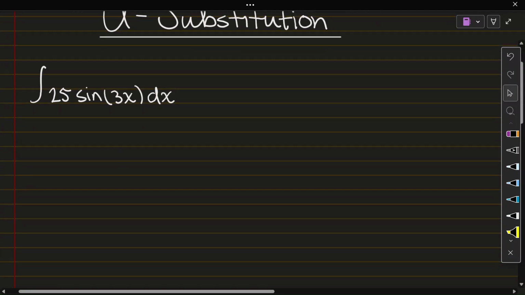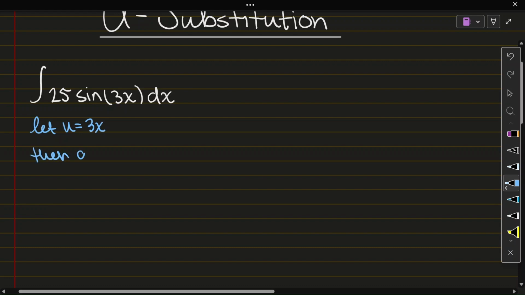So the first thing that I would do, well, let's think about this for a second. I see 25 sine 3x. I know the integral of sine x is negative cosine x, but I don't know exactly what the integral of sine of 3x is going to be. So we can do a U-substitution here to make things a bit simpler. So let's let u equal 3x.